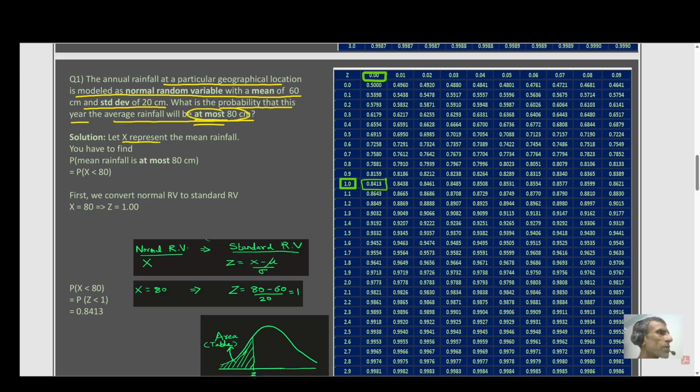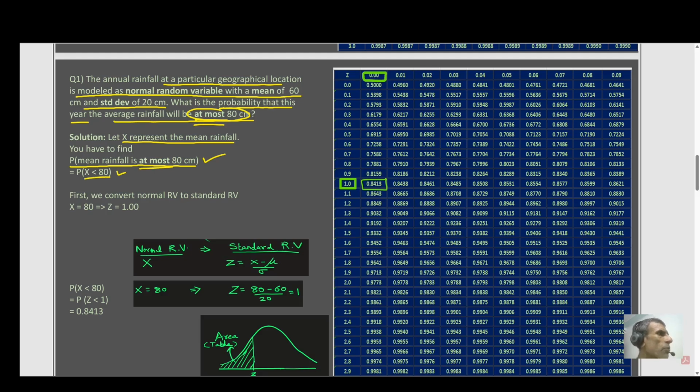So let X represent the mean rainfall, and you have to find the probability that the mean rainfall is at most 80 centimeters. That's your problem statement. This can be written as the probability of X less than 80, because when you say at most, that means your value should be 80 and under. That's what the words at most mean. So you have to find the probability of X less than 80.